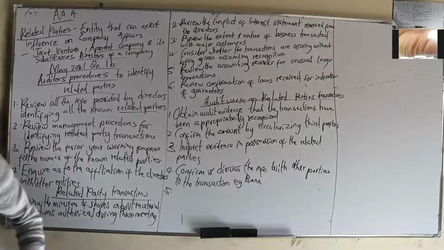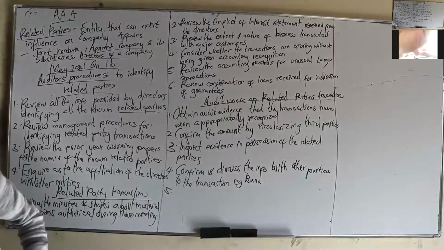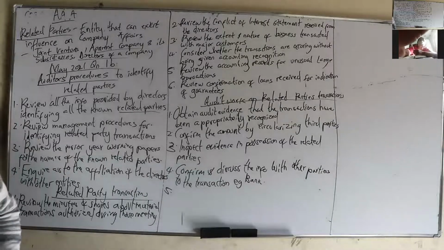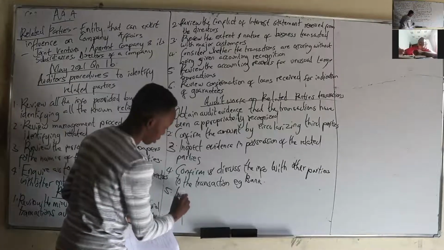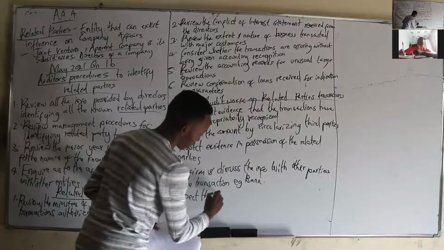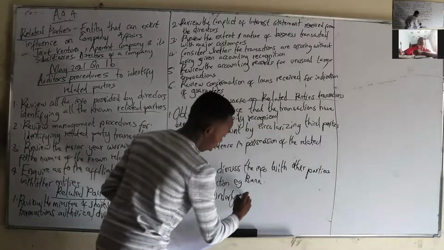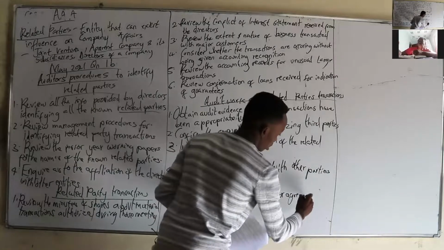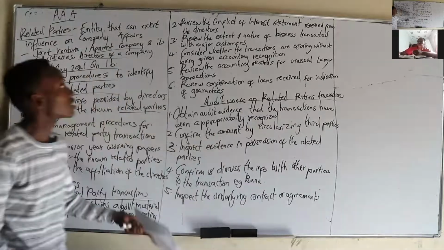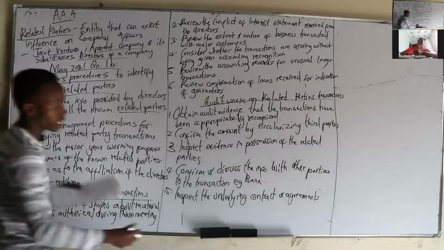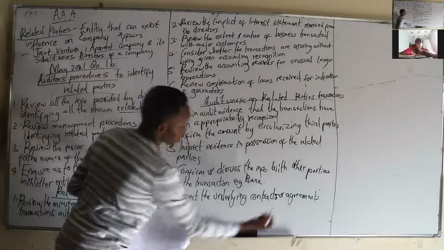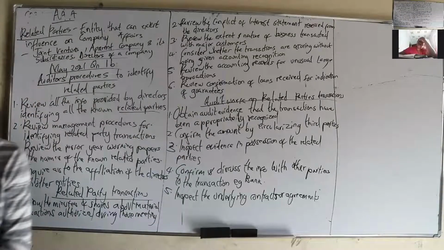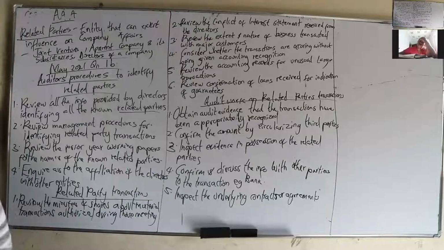On such cases, you will also inspect the underlying contracts or agreements. The whole essence of inspecting these underlying contracts is to verify that the items of the related party transactions have been authorized. That is what you're saying in that case. So that is on the related party transactions.